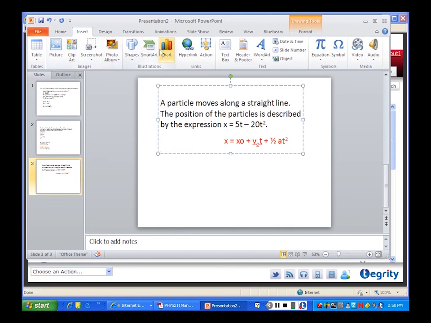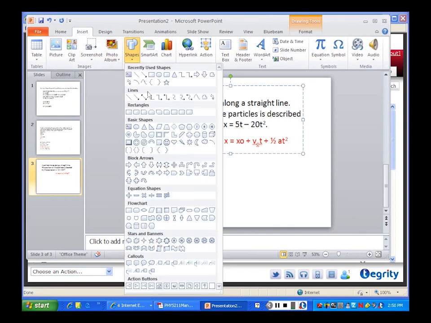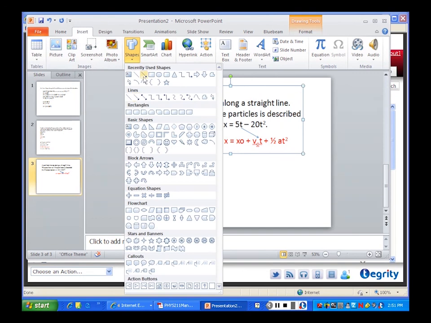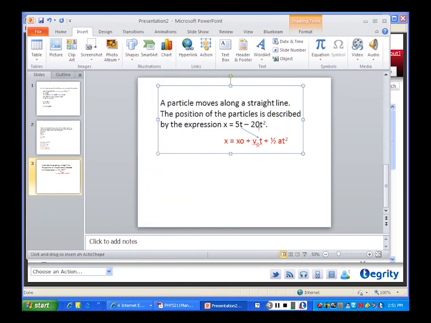I'm just looking for something. Oh, here we are. Here's what I want. I want to show you that clearly in this problem, the 5t is going to correspond to that term v0t, right? And the minus 20t squared is going to correspond to that term.